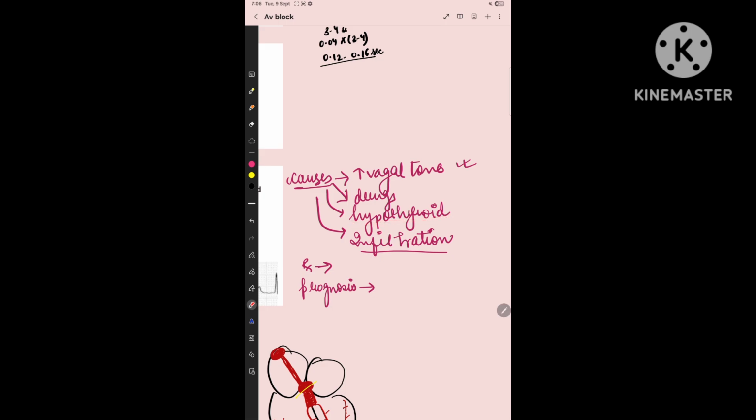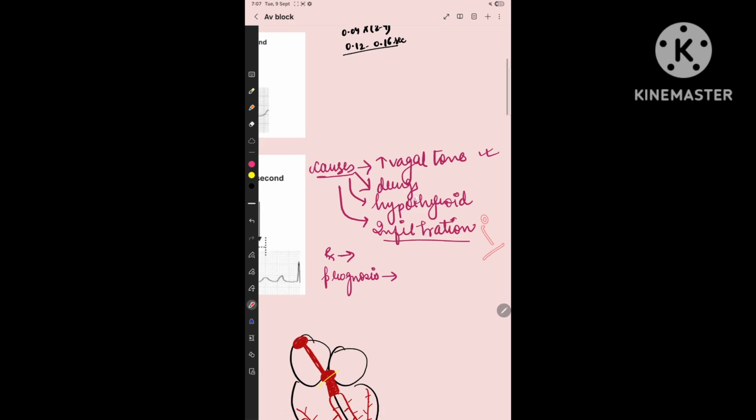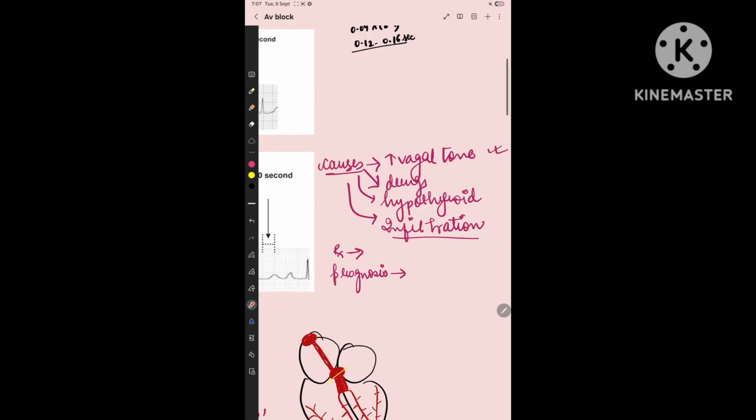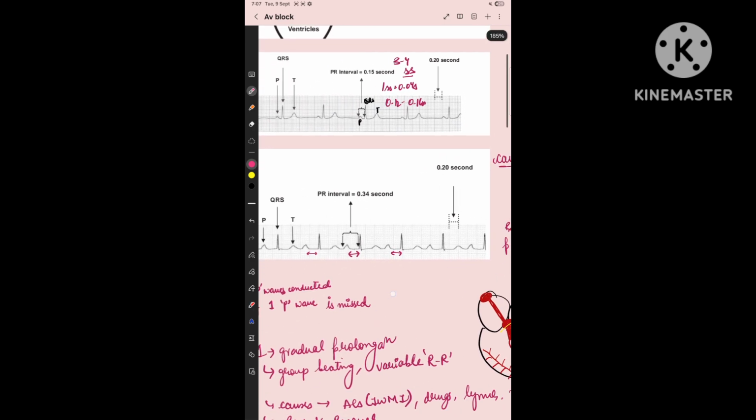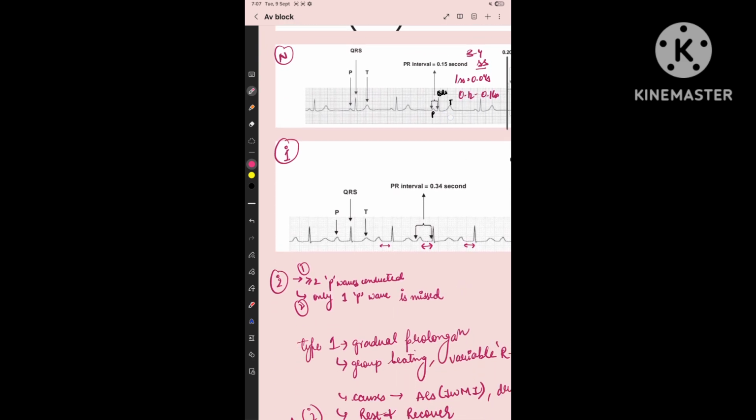Hypothyroidism. In hypothyroidism, everything is getting slowed in the body. The BMR is slow, the heart rate is slow, so we will get first degree AV block. Infiltration like sarcoidosis and amyloidosis will be infiltrating the AV node, giving us first degree AV block. Usually people with first degree AV block are asymptomatic and have a good prognosis. The treatment is to reverse the baseline disorder without giving any pacemaker. So this was the first degree AV block.